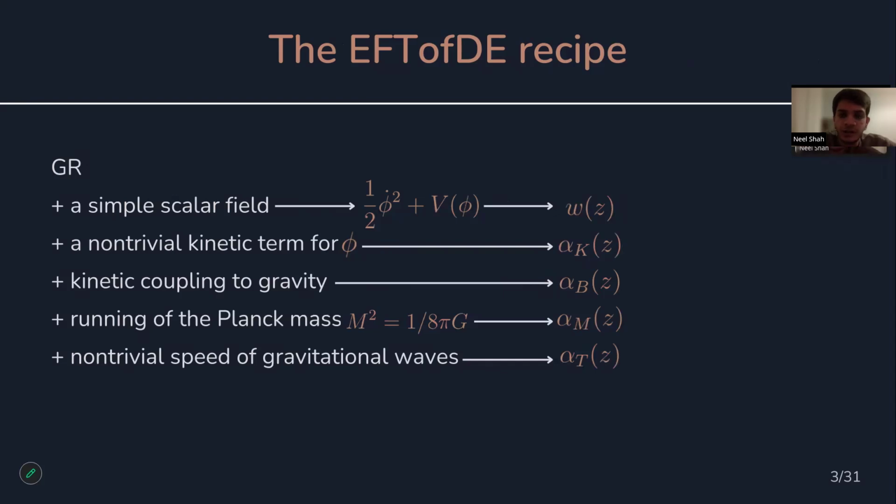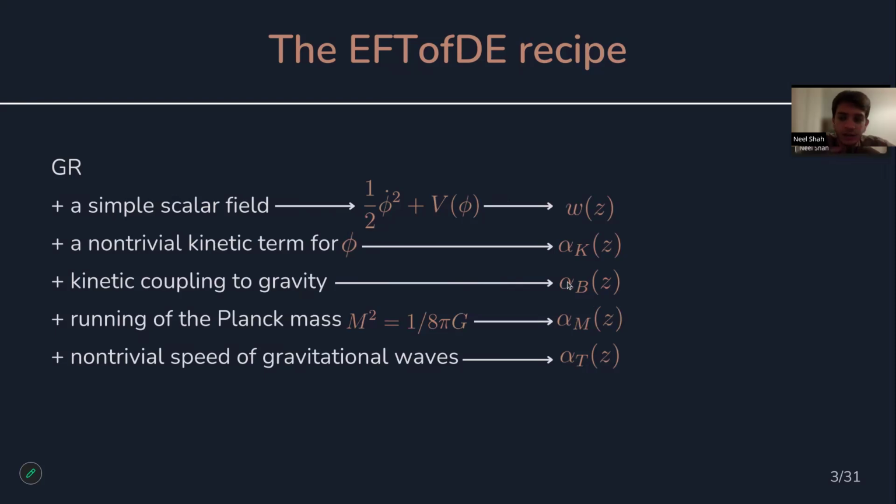Now, to get to the EFT of dark energy, we can start with GR and add some things to it. We can start with adding a simple canonical scalar field, and that gives us a new degree of freedom, which is w, the equation of state of dark energy. And here it can be any function of the redshift. We can then modify the kinetic term of the scalar field, and that gives us another new function called alpha_K. We can add a coupling between the kinetic terms of the scalar field and the metric, and that gives us one more new function of redshift called alpha_B.